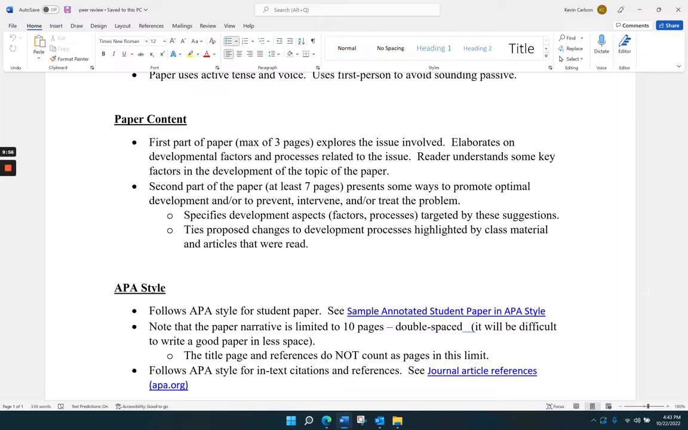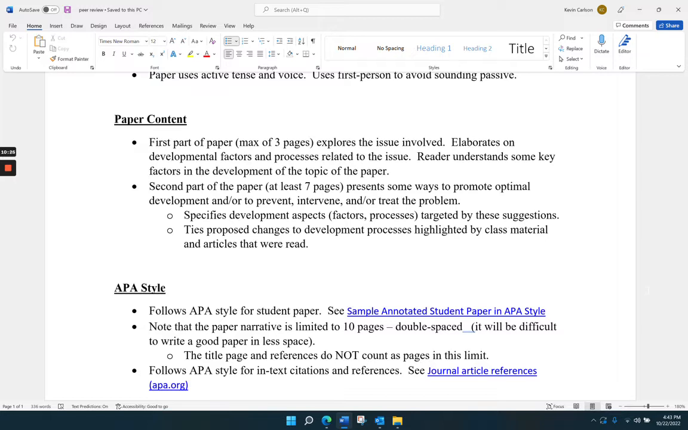And so you should be elaborating on developmental factors and processes. So developmental, that's our class. And so factors and processes are just how somebody relates development in that topic you're looking at. So if you're looking at, let's say, substance abuse, and so what are, in adolescence, what are the factors that relate to substance abuse in adolescence?